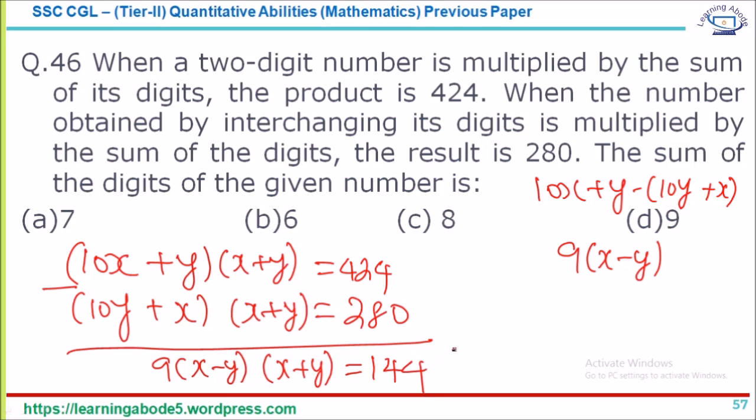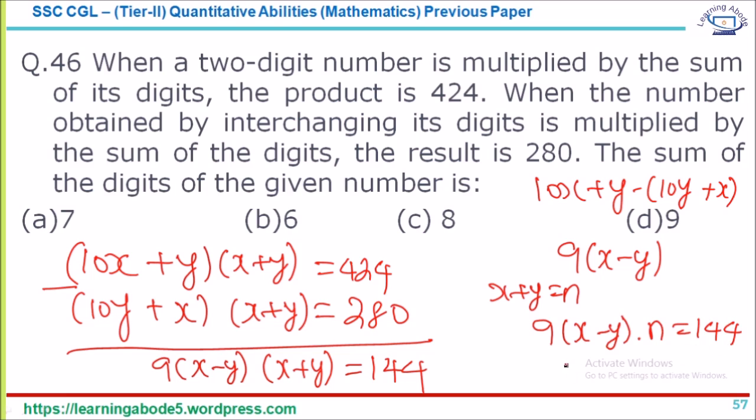Those of you who are preparing for the exams, you know the difference between a number and its reverse is always in the form 9 into x minus y. And here you are multiplying it by the sum of the digits. So let's take that sum of the digits to be n for a moment. So 9 into x minus y into n is equal to 144.